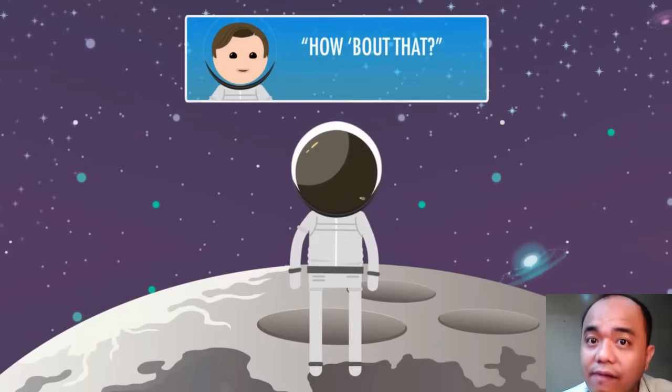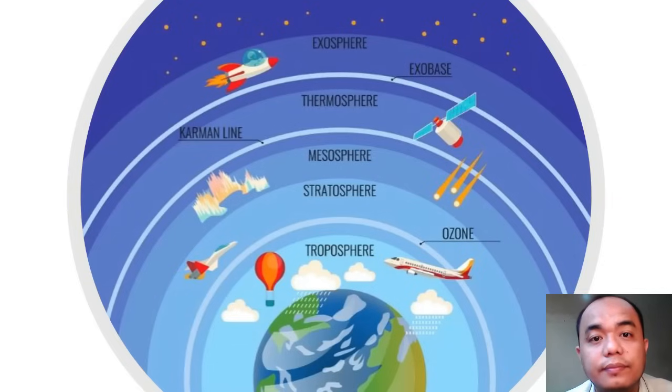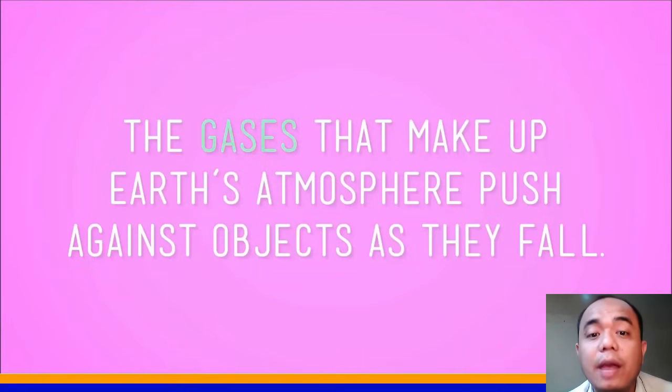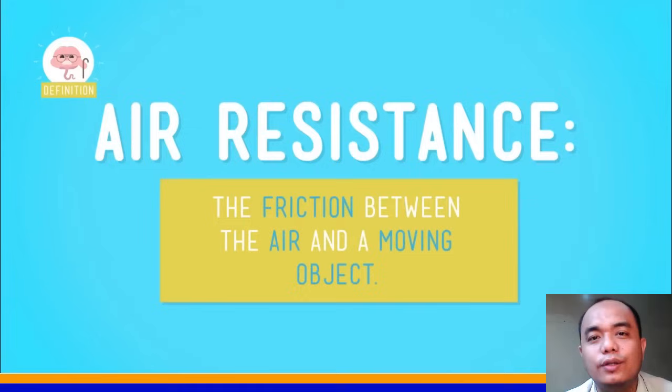What does the Earth have that the moon does not? Ano ang nasa Earth na wala sa moon? It is the atmosphere. The Earth has atmosphere. The Earth has different layers of air, and the moon doesn't have this. The gases that make up the Earth's atmosphere push against objects as they fall. And this results in air resistance.